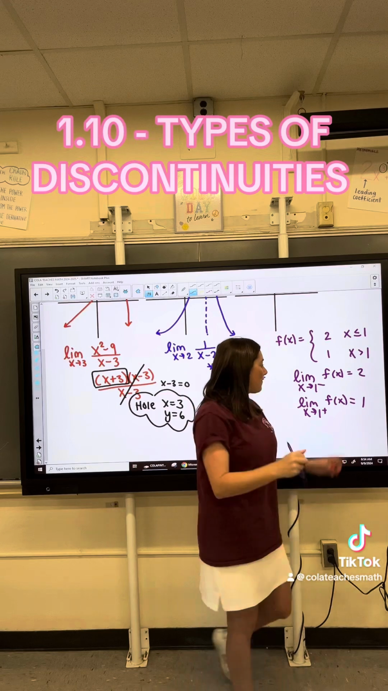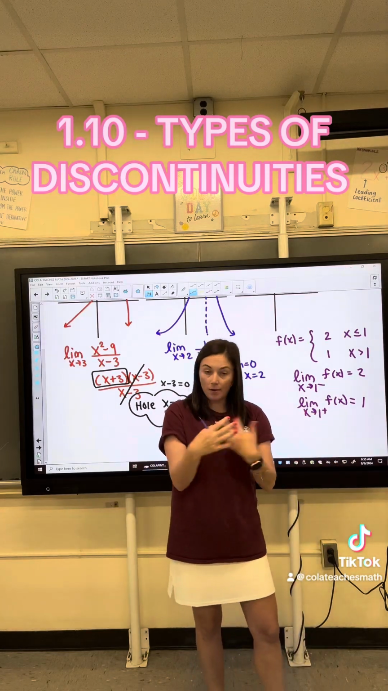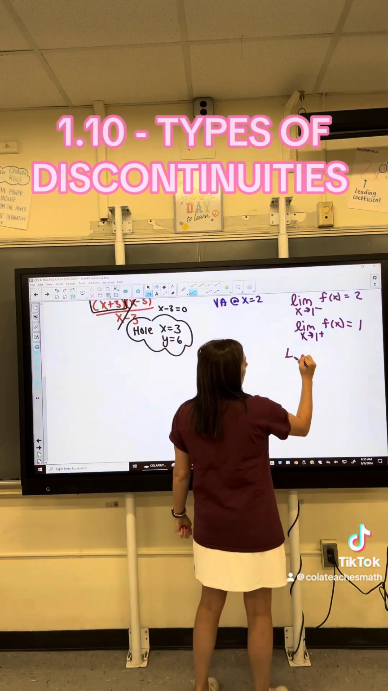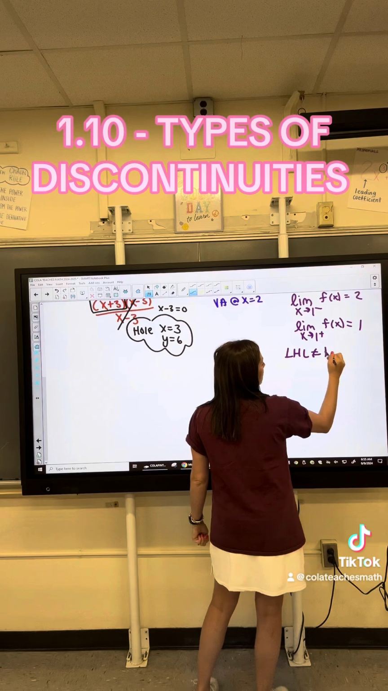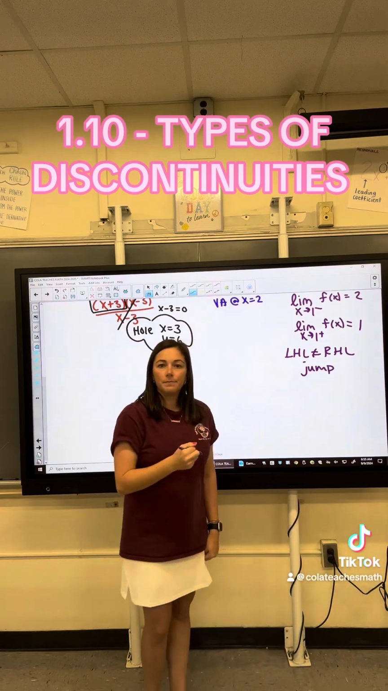is 1. If the limits from the left and the right don't match, you have a jump. We know that, okay? So just remember, if the left-hand limit is not equal to the right-hand limit, you are going to have a jump. There we go.